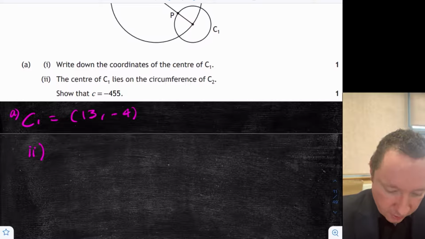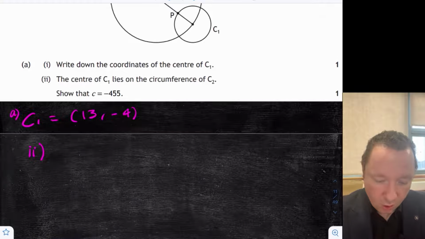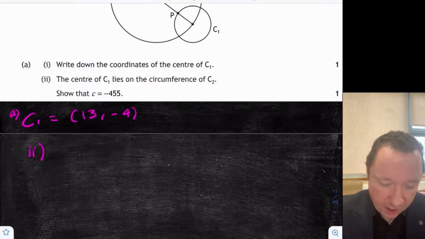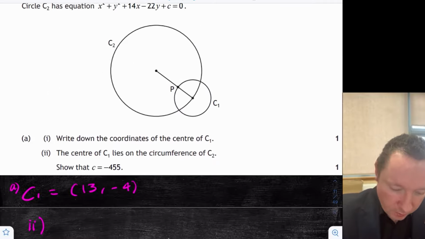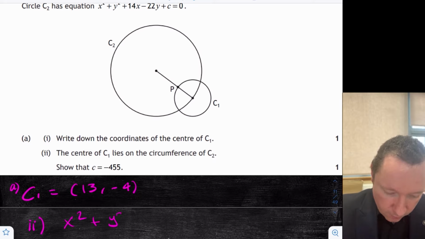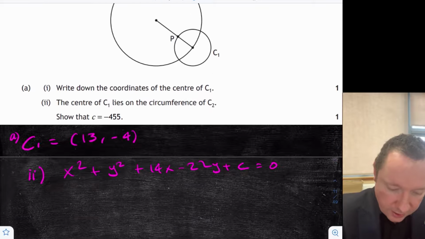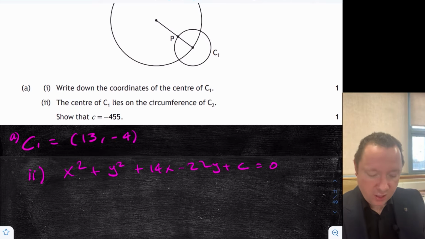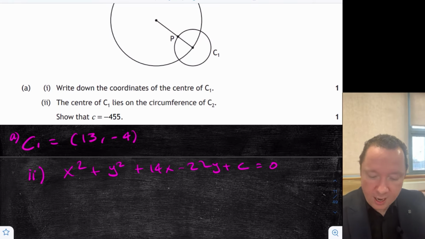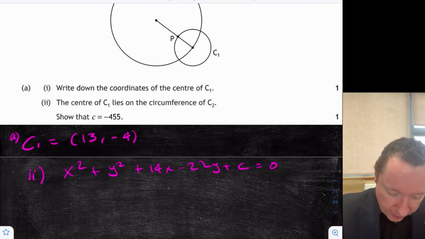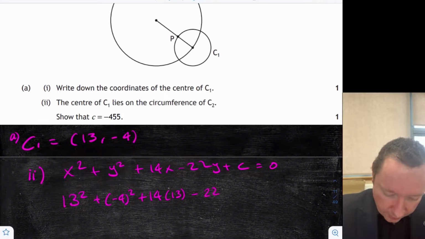Part 2 says the centre of C1 lies on the circumference of C2, show that c is −455. So we've got our equation x² + y² + 14x − 22y + c = 0. But we know that this centre lies on it. So if I sub in 13 and −4 for x and y, that has to equal 0. Otherwise, it wouldn't lie on it. So we can just do that. So we get 13² + (−4)² + 14 × 13 − 22 × (−4) + c equals 0.